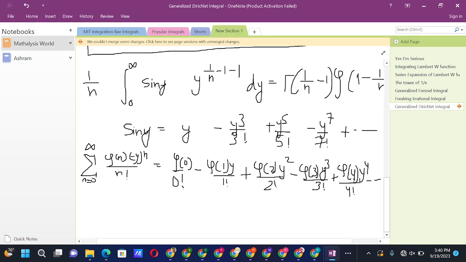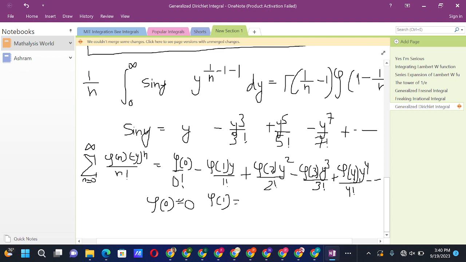Yeah, and for this we require phi(0) to be 0, since we don't have the first term over here, and phi(1) should be, since we just have y over here, it should be minus 1.